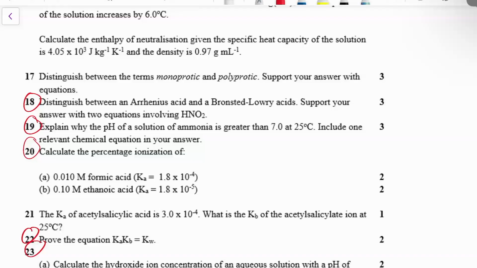Question 18, distinguish between an Arrhenius acid and a Bronsted-Lowry acid. Support your answer with two equations involving HNO2. So an Arrhenius acid, by the formal definition, all of the words that you want to include in your answer, is a substance that produces hydrogen ions.